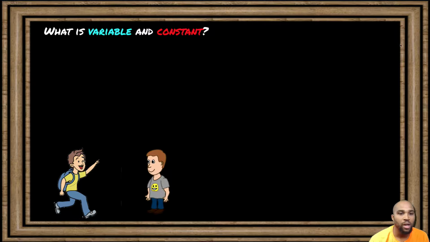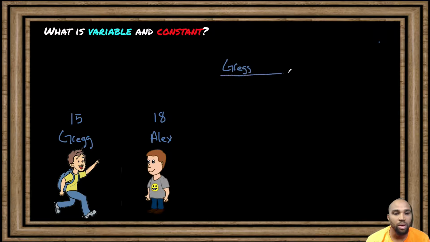What is a variable and what is a constant? In order to answer this question, I want to look at a story, if you will, of these two individuals. We'll call this one Greg, and let's call this one Alex. So let's say Greg is currently 15 years old and Alex is 18 years old. So that means they're 3 years apart. And that means, let's make a table. Let's say this is Greg and this is Alex. Greg is 15, Alex is 18.